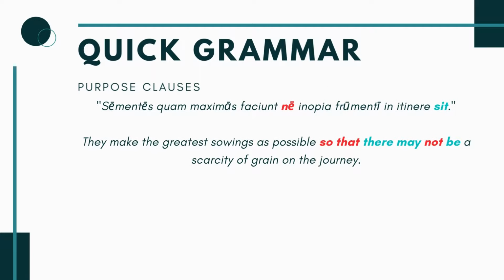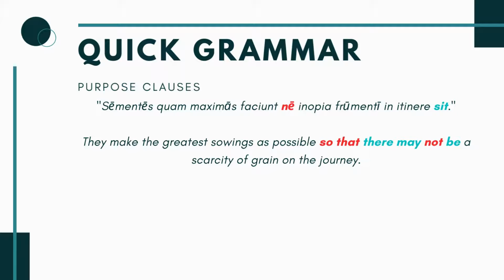Okay, this is an example of a negative one. So if you had a ne there, you're introducing a negative purpose clause. So if you had sementes quam maximas faciunt ne inopia frumenti in itinere sit, you'd be saying they make the greatest sowings possible, or as great a sowing as possible. They're throwing seeds, we're going to see, so that there may not be. That's how you're translating ne sit.